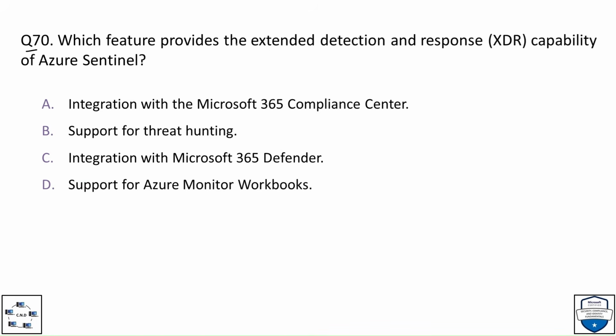Question number 70. Which feature provides the extended detection and response capability of Azure Sentinel? Option A, integration with the Microsoft 365 Compliance Center. Option B, support for threat hunting. Option C, integration with Microsoft 365 Defender. And option D, support for Azure Monitor workbooks. The correct option is option C, integration with Microsoft 365 Defender.